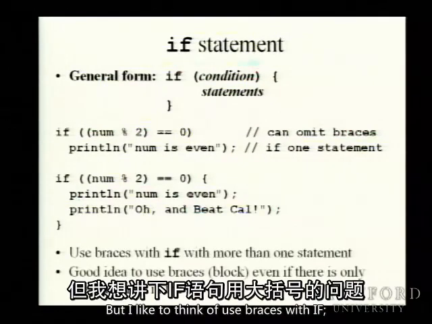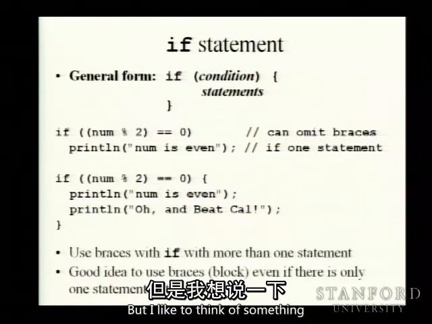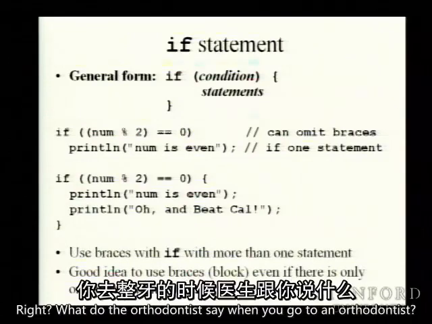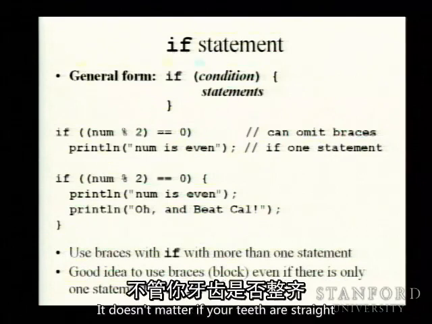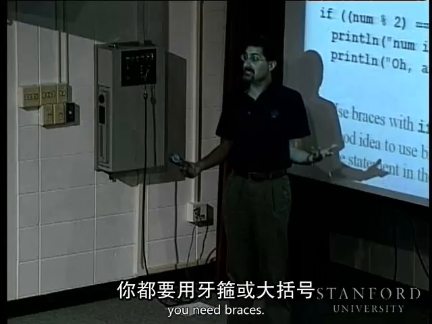But I like to think of use braces with if. You have to if there's more than one statement inside the braces. But I like to think of something that I refer to as the orthodontist rule, right? What does an orthodontist say when you go to an orthodontist? You need braces, right? It doesn't matter if your teeth are straight or you only have one statement or whatever. You need braces.